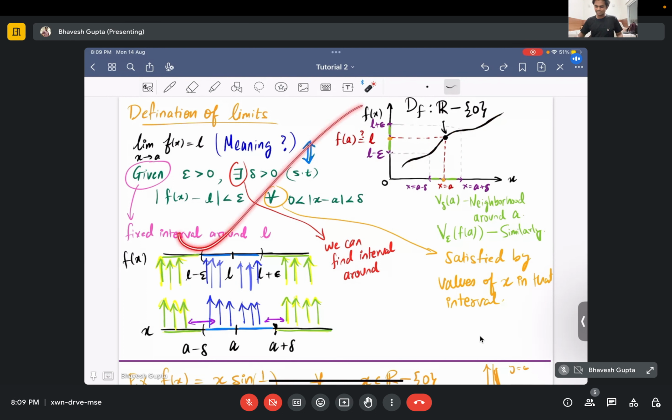Because in order to check in this way, you need to go continuously. But approaching something in a continuous fashion is not an easy job. It's very difficult. So what you can do at best is to go in a discrete fashion and check whether this limit exists or not.